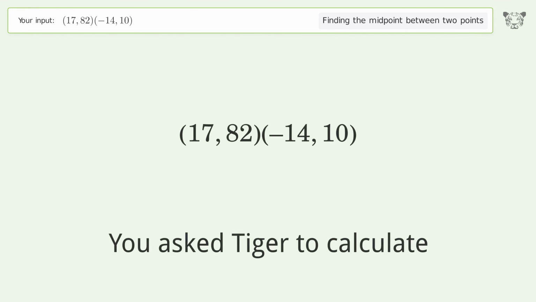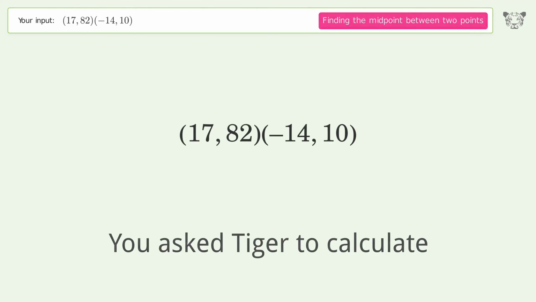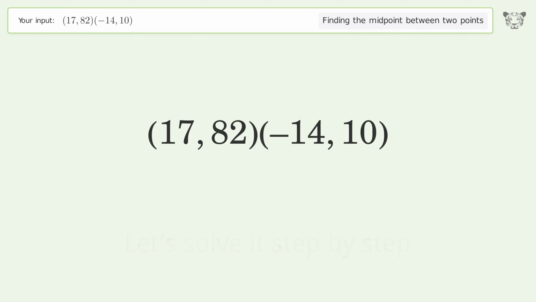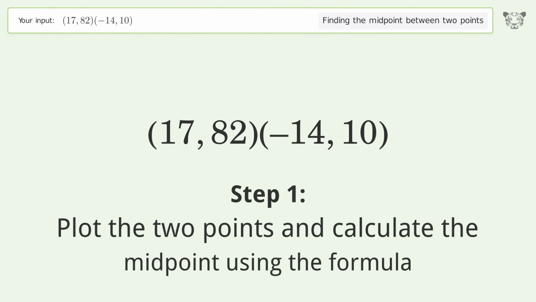You ask Tiger to calculate. This deals with finding the midpoint between 2 points. The midpoint between the 2 points is 1.546. Let's solve it step by step. Plot the 2 points and calculate the midpoint using the formula.